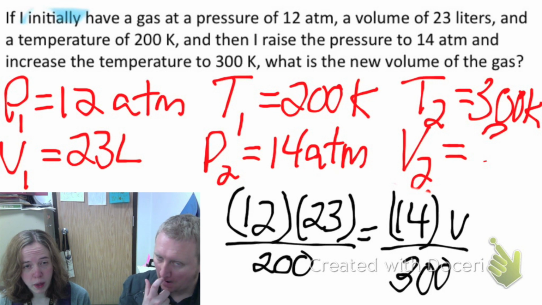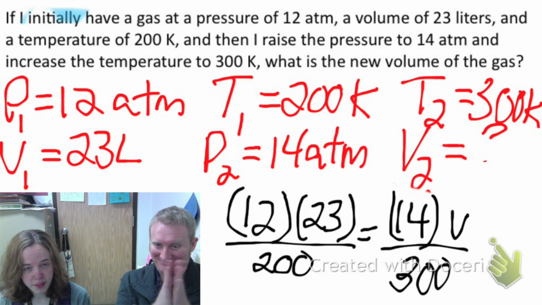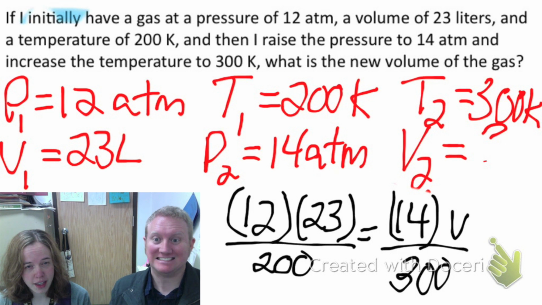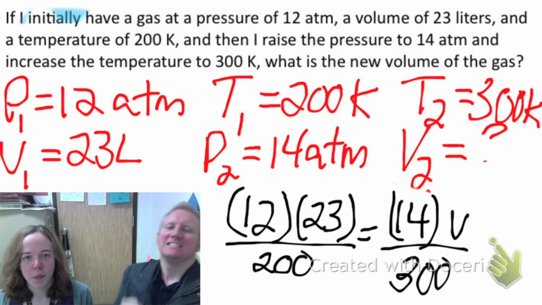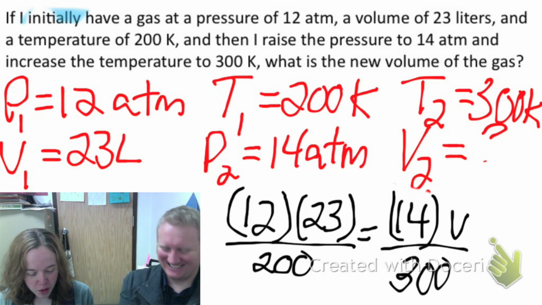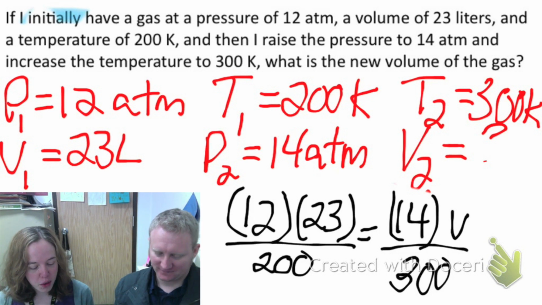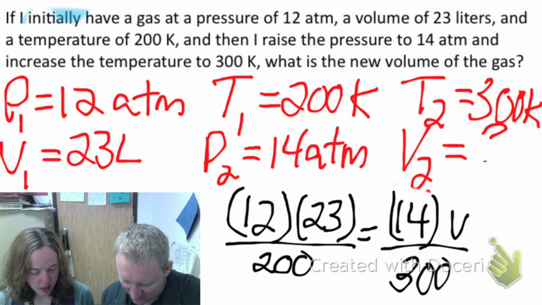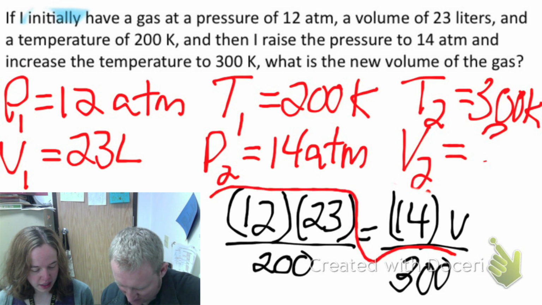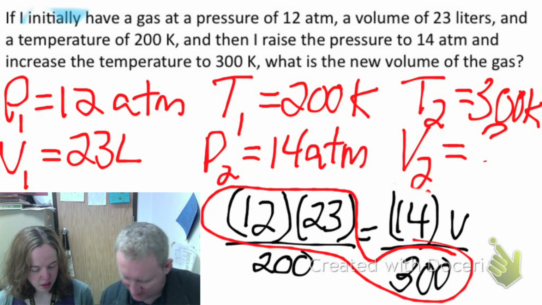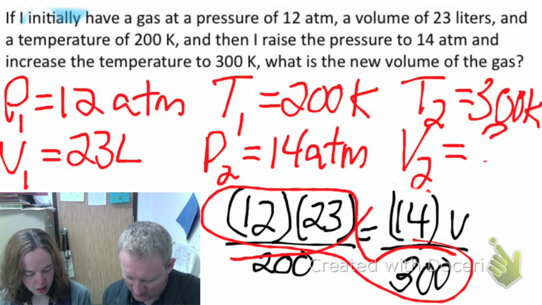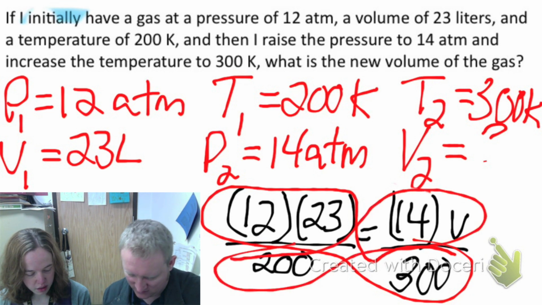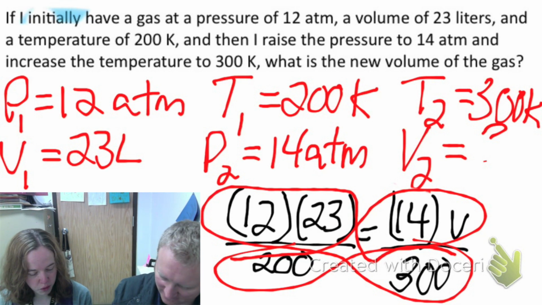Now, some of you have been waiting a very long time for this. A bunch of you in dimensional analysis were like, but we should cross multiply and divide. Now you actually do. The time has come. We can cross multiply and divide. So we're going to have 300 times 12 times 23. So all of that, and then you're going to multiply 200 times 14 times V. Let's do the math first.